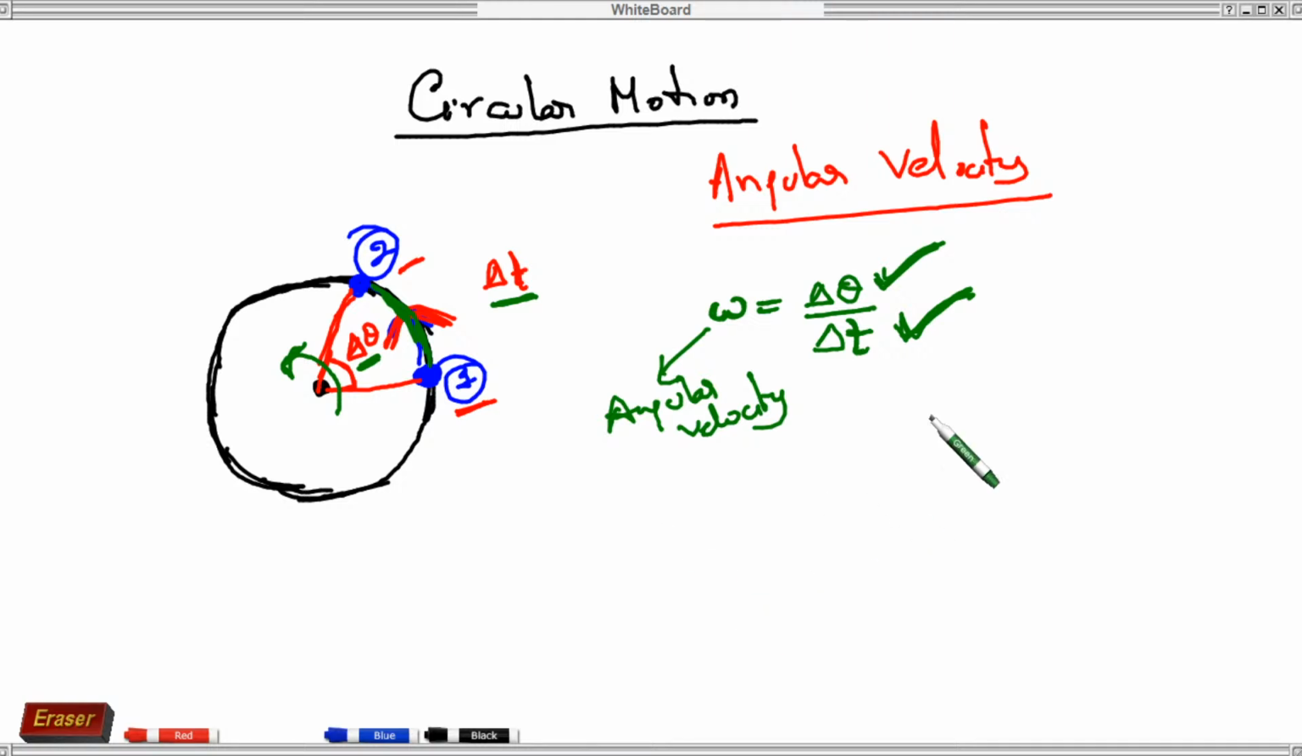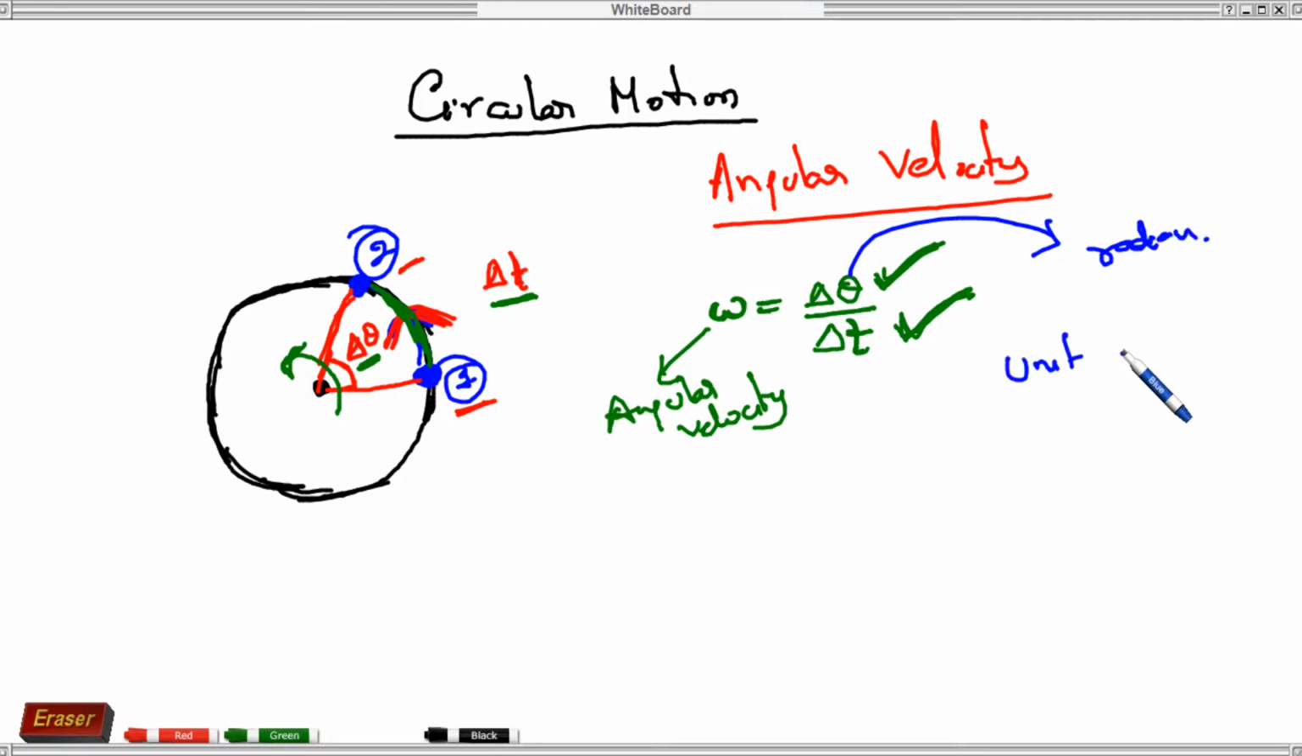Now the thing is that this delta theta will be in radians. So the unit for this omega, the angular velocity, will be radian per second.